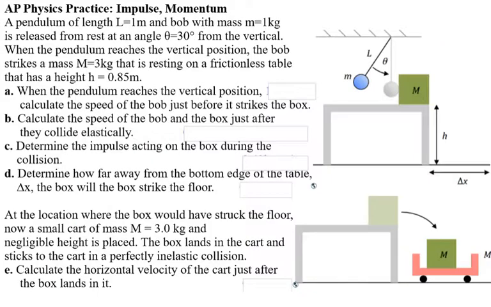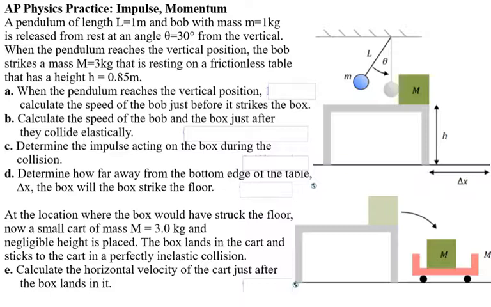So here's one more question that we're going to look at in this video. A pendulum of length 1 meter, and the bob has a mass of 1 kilogram, is released from rest at an angle of 30 degrees from the vertical. When the pendulum reaches the vertical position, the bob strikes a mass m of 3 kilograms that rests on a frictionless table that has a height of 0.85 meters. When the pendulum reaches the vertical position, calculate the speed of the bob just before it strikes the box.